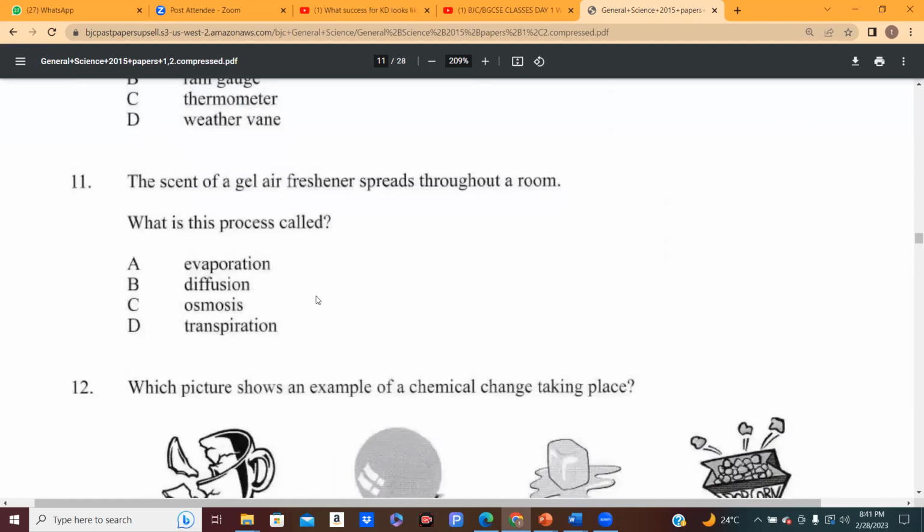Number 11. This is for Gabrielle. The scent of a gel air freshener spreads throughout a room. What is this process called? Is it A, evaporation, B, diffusion, C, osmosis, or D, transpiration? B. Say it again. B, diffusion. Very good.